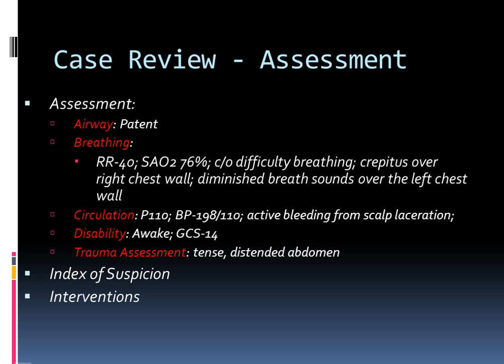He needs to get loaded onto a backboard. He needs to get in the back of the medic. He needs to get to a trauma center rapidly. Things that we're going to do for him: we are going to put this guy on high flow oxygen.